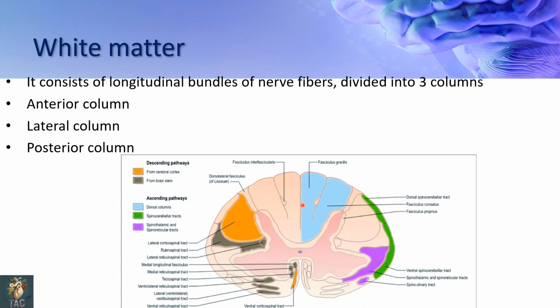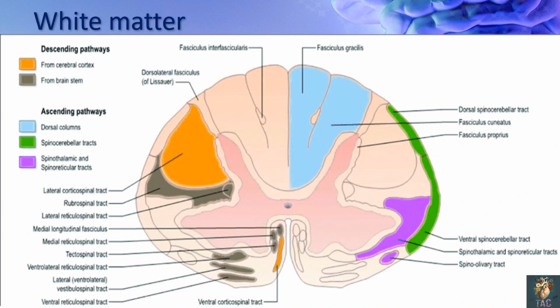This one is the posterior median sulcus, the anterior median fissure, and this one is the anterior horn of the spinal cord. This is the posterior horn of the spinal cord, and in this area you can see the dorsal column. Here you can see the lateral column or lateral funiculus, and over here you can see the anterior or ventral column or ventral funiculus.